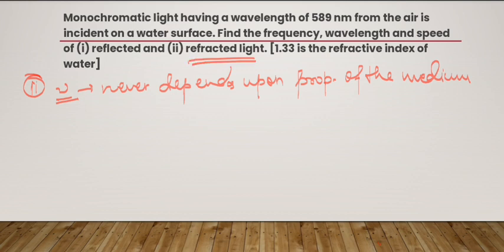or the refracted light. Here students, we have been given the refractive index of water, and by formula we know that refractive index equals C upon V. C is the velocity of light in vacuum and V is the velocity of light in any medium. So here, velocity of light in water, let us consider Vw, can be written as the velocity of light in air, that is C, divided by the refractive index.